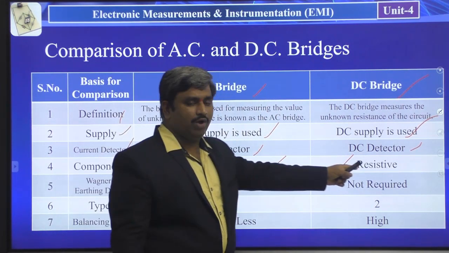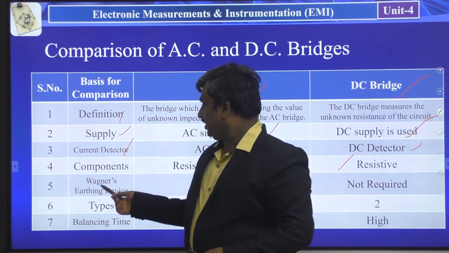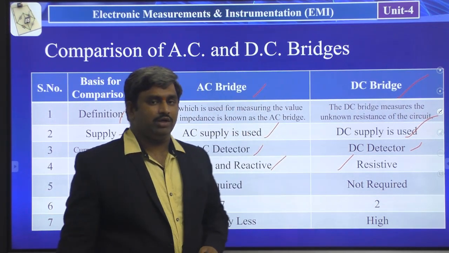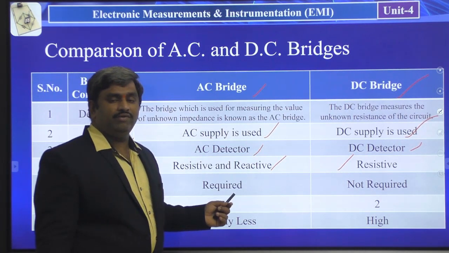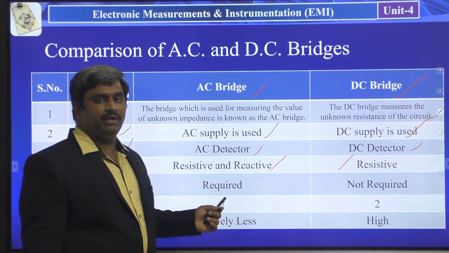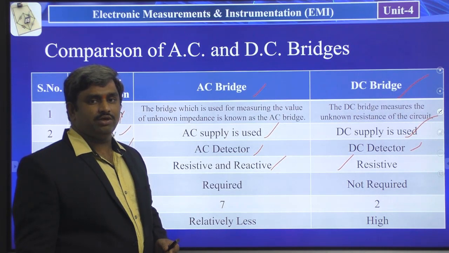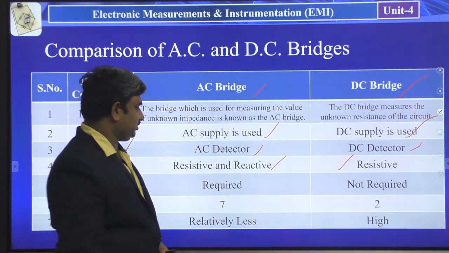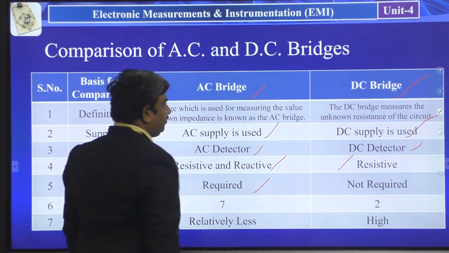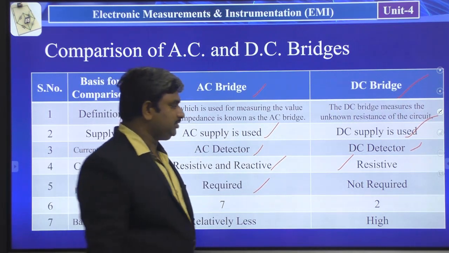In the DC bridges we have only resistive components. And Wagner's earth ground connection: wherever the AC source is connected, there may be a chance of leakages of voltages, and it may cause some fluctuations. So the ground connection is 100% required in the AC bridges.